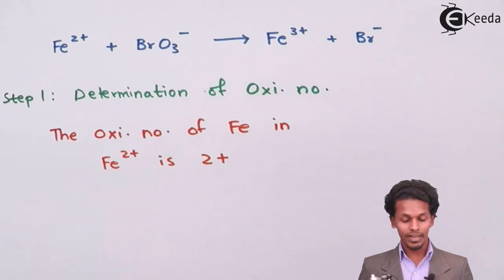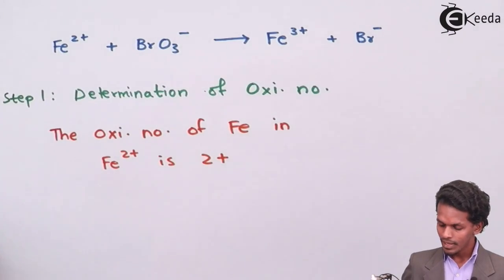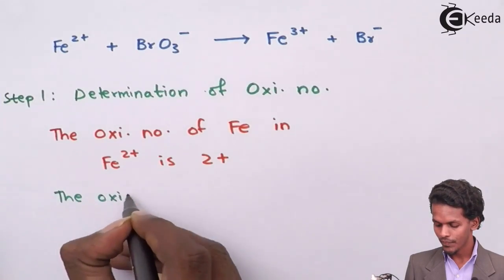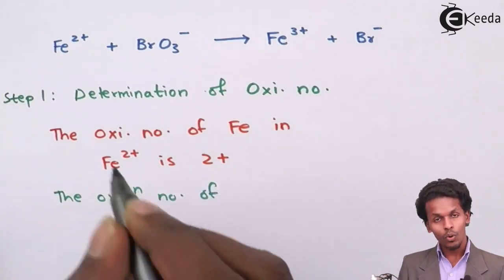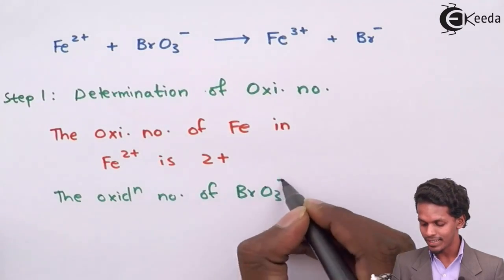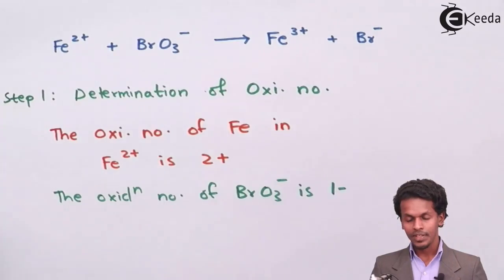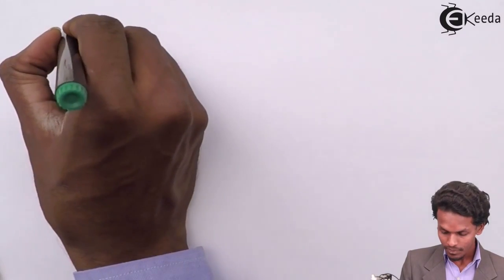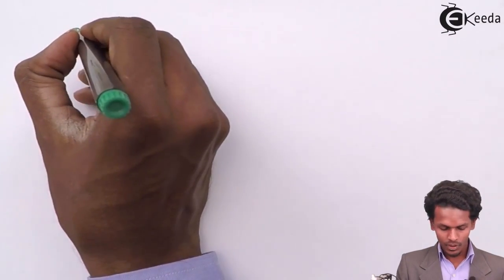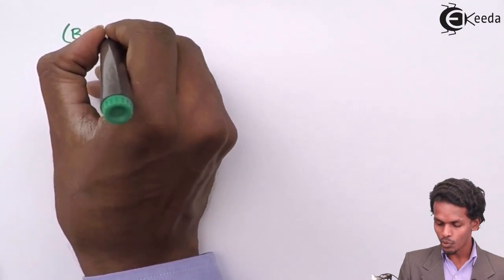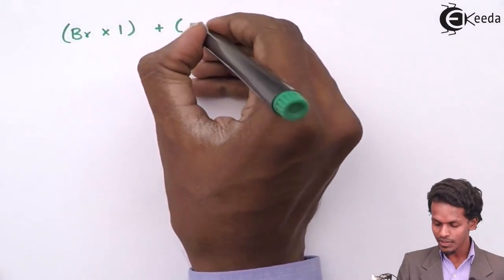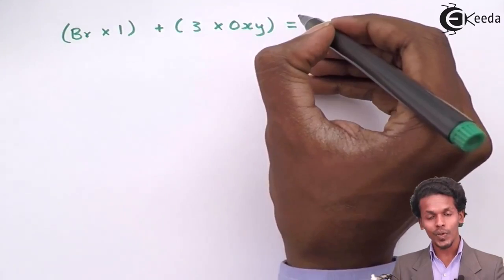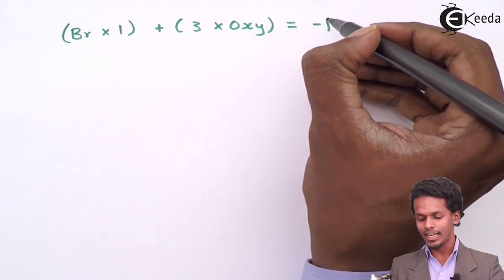in BrO3-. So for that I could write the oxidation number of the whole molecule, that is BrO3-, is 1-. So how can we calculate it? I'll do it in this way. For the determination in BrO3, we have Br, that is bromine, which is present 1 time, plus oxygen, which is present 3 times, and the overall charge present on the molecule is 1-. I could write it as -1.